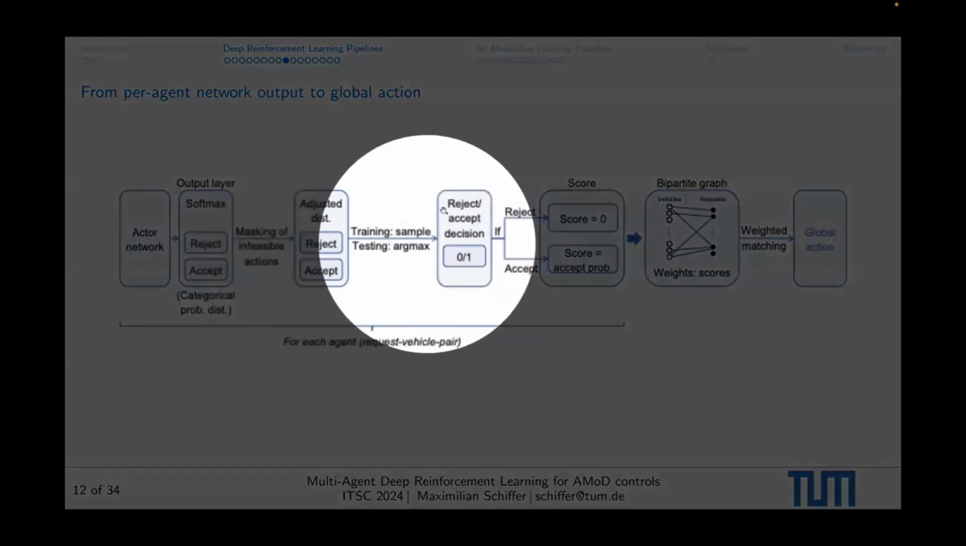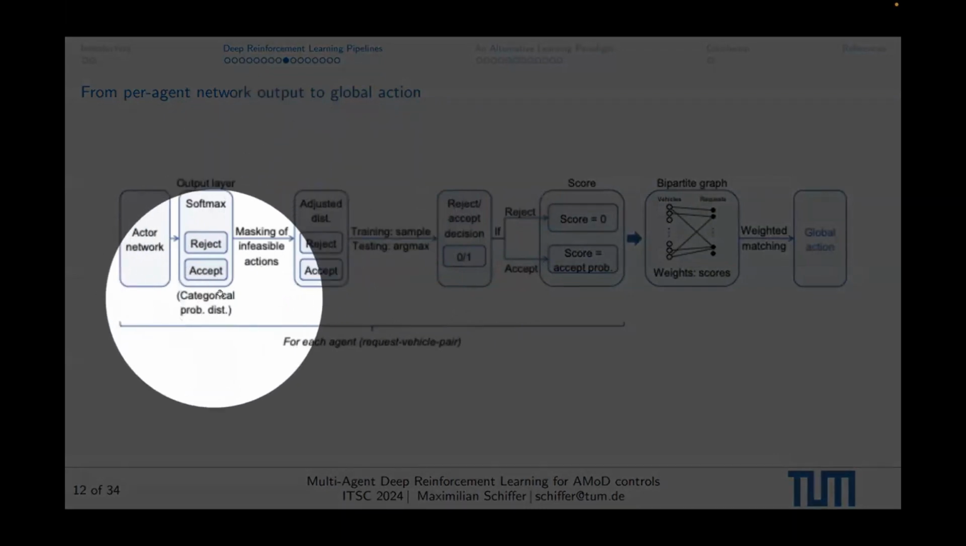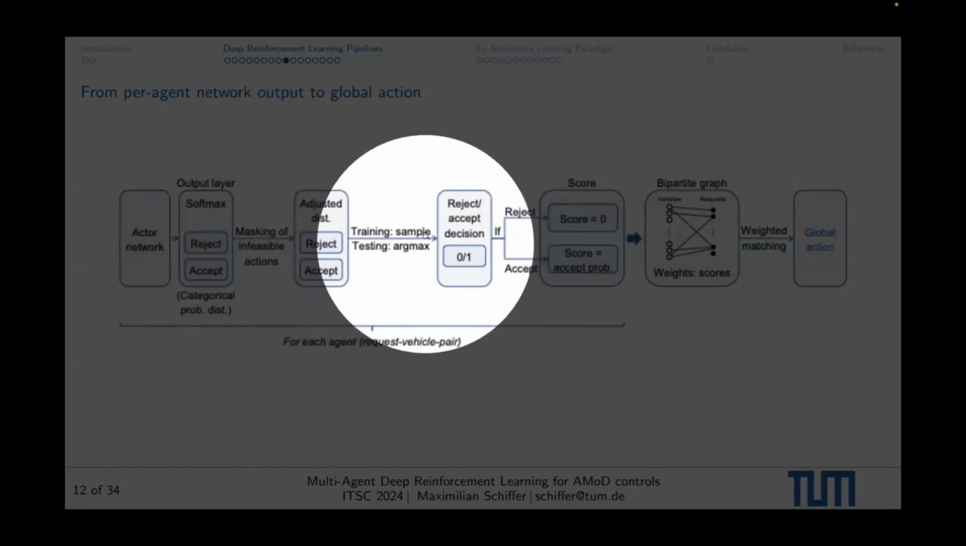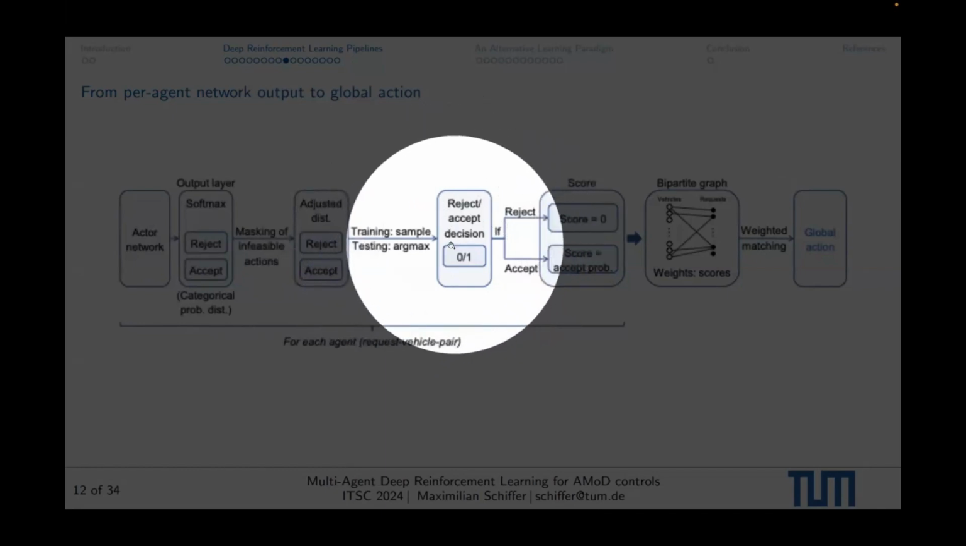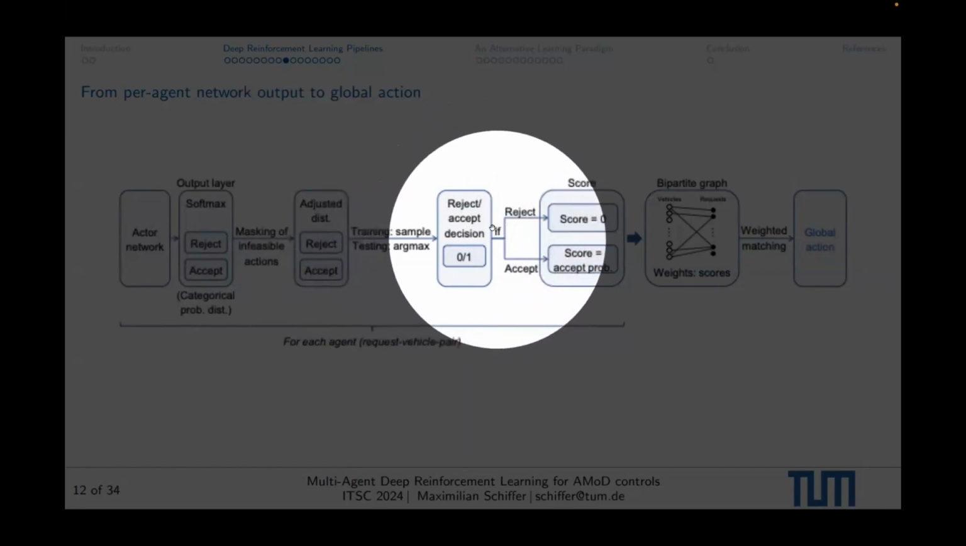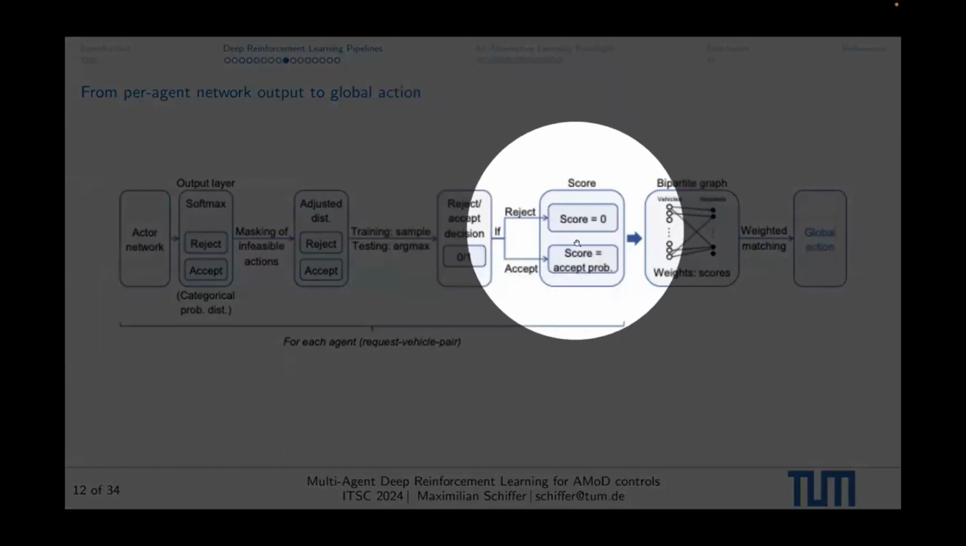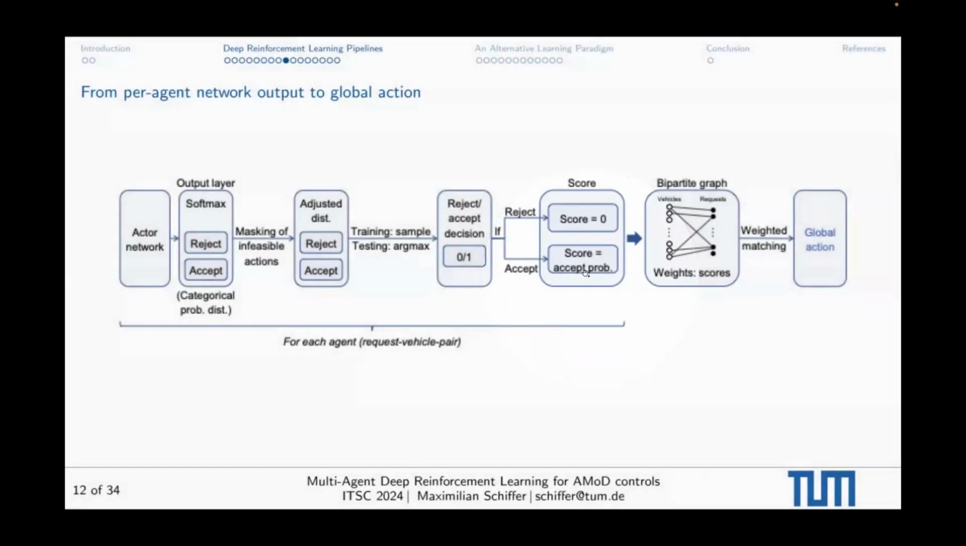And then during training, we sample from this reject accept distribution on what we feed forward. During testing, we will take the argmax, but basically depending on whether we have a reject or accept decision on this specific pair, we will then feed to the matching either a score of 0 or the acceptability probability, which you can interpret as this preference score.